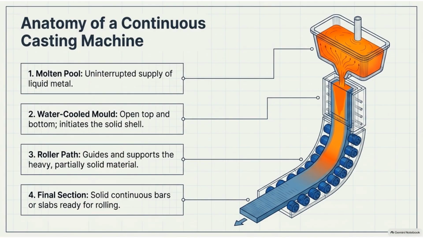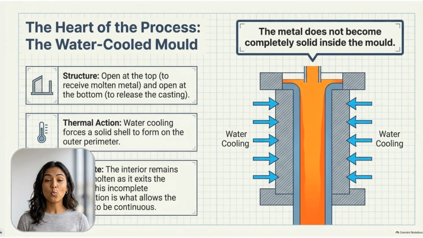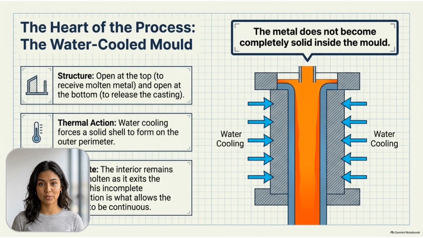Anatomy of a continuous casting machine includes 4 main stages: a molten pool for a steady supply, a water-cooled mold to initiate the solid shell, a roller path to guide the material, and finally, the output of solid bars or slabs ready for processing. The water-cooled mold is the heart of the process. It is open at both ends. Water cooling forms a solid shell on the exterior, while the core remains molten. This incomplete solidification is exactly what allows the casting process to continue without interruption.